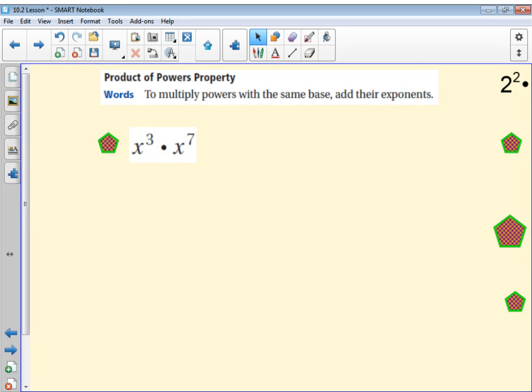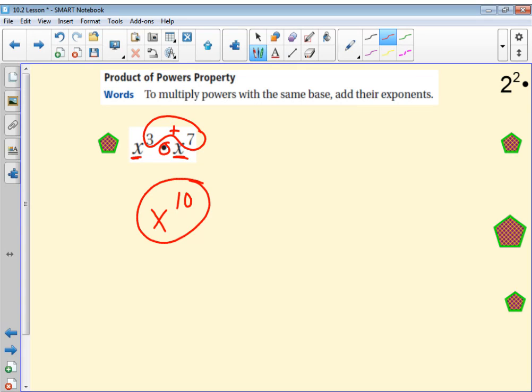Okay, how about x to the 3rd power times x to the 7th power? First thing we always check, are the bases the same? Yes, although it's a letter, it still is the base. So our base was x. And because we were multiplying, we get to add the exponents. So 3 plus 7 is 10. That's all the further we can solve this one because we don't know what x is. We just know it's x to the 10th power.